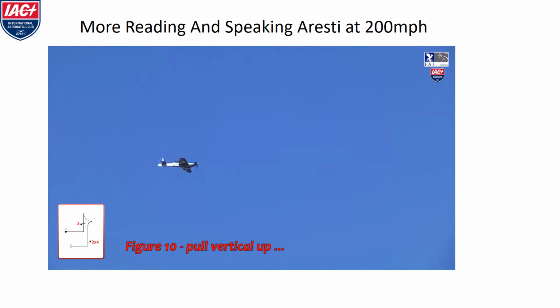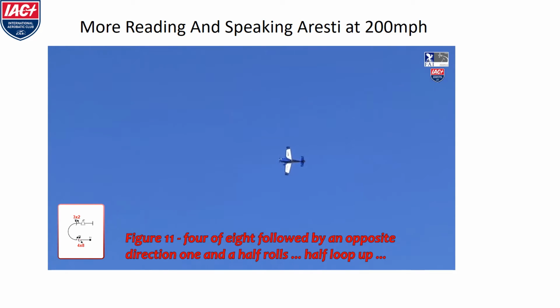End figure. Figure 10, pull vertical up, 2-point roll in the up, canopy down, tail slide. Two of 4 on the down, pull level, end figure. Figure 11, 4 of 8 followed by an opposite direction 1.5 rolls, half loop up.